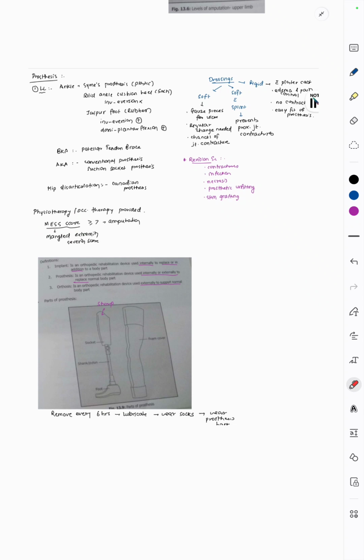Prosthesis is an orthopedic rehabilitation device which is used internally or externally to replace the normal body part, while implant is used only internally. Then you have to remove the prosthesis every 6 hours, lubricate, wear the socks, and wear the prosthesis again.